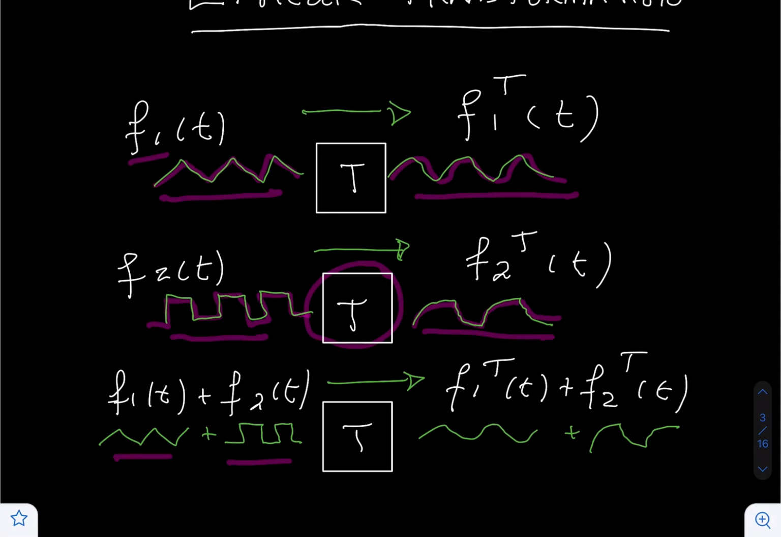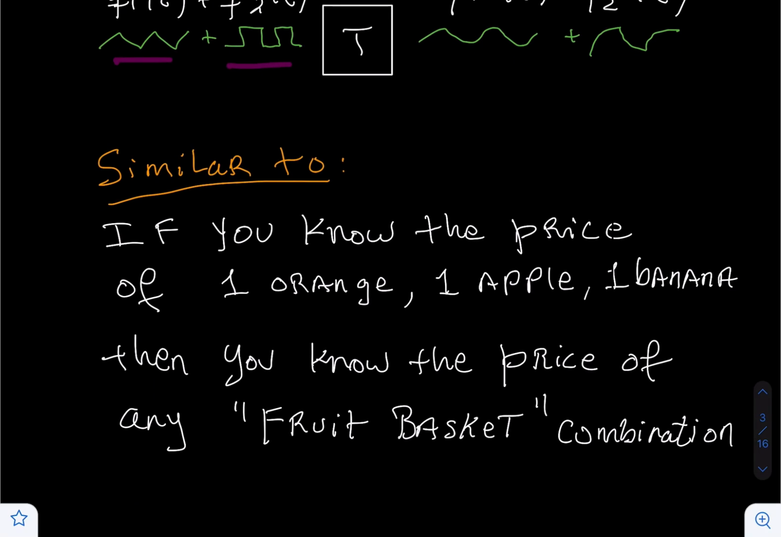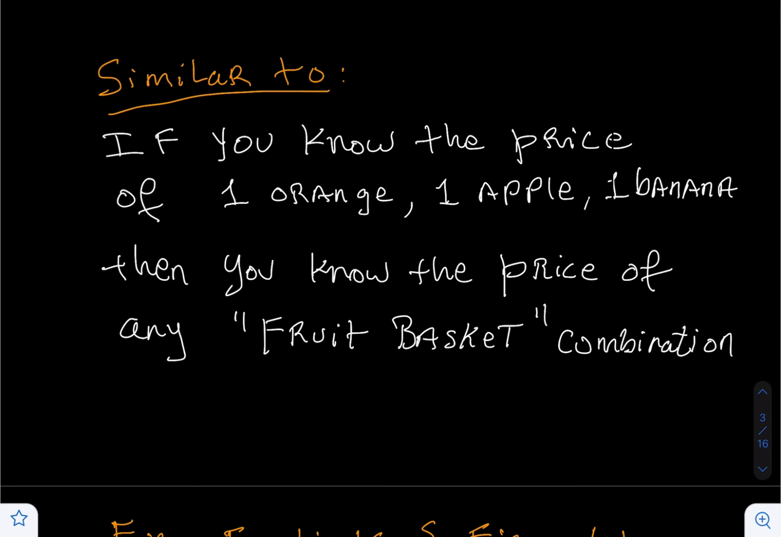All right, there's an easier way to think about linear transformations that I'm going to use here. It's similar to when you go to the supermarket and you want to know the price of a fruit basket. If you know the price of one orange, the price of an apple, and the price of a banana, you would assume that if you buy two apples, it's twice the price of one apple. If you buy two apples and a banana, the price of the fruit basket is going to be two times the price of an apple plus the price of a banana, and that's pretty trivial. So that's a linear transformation.